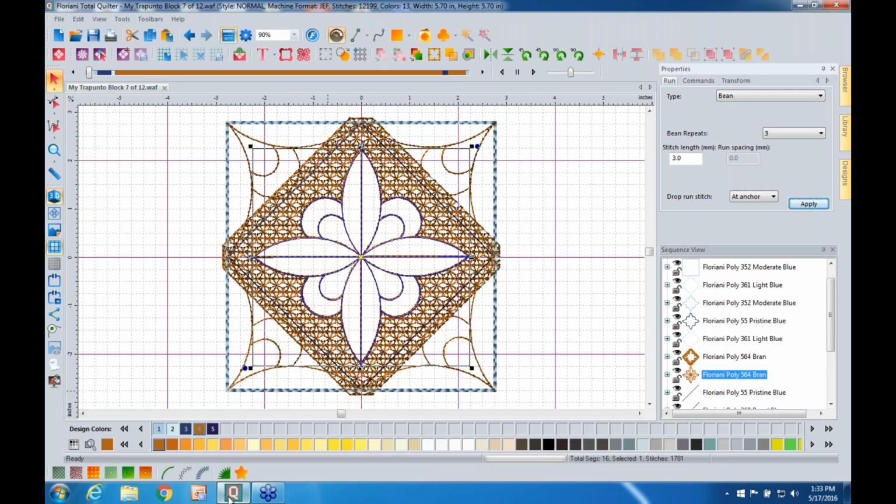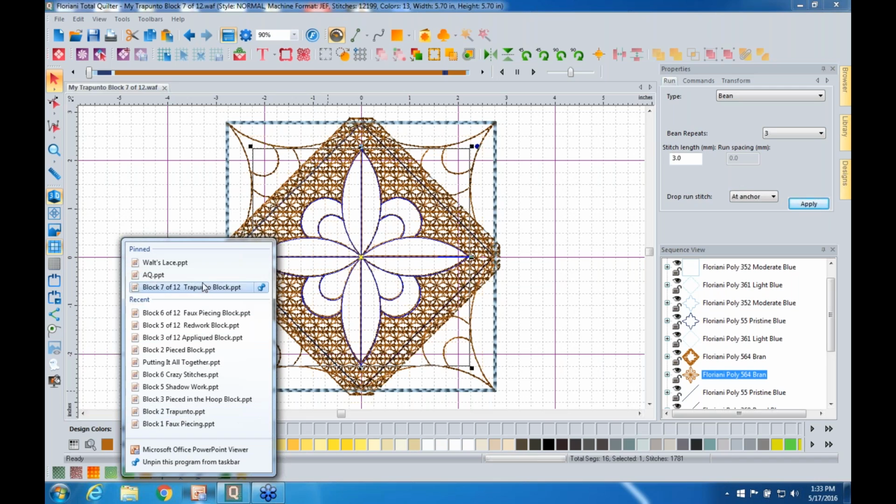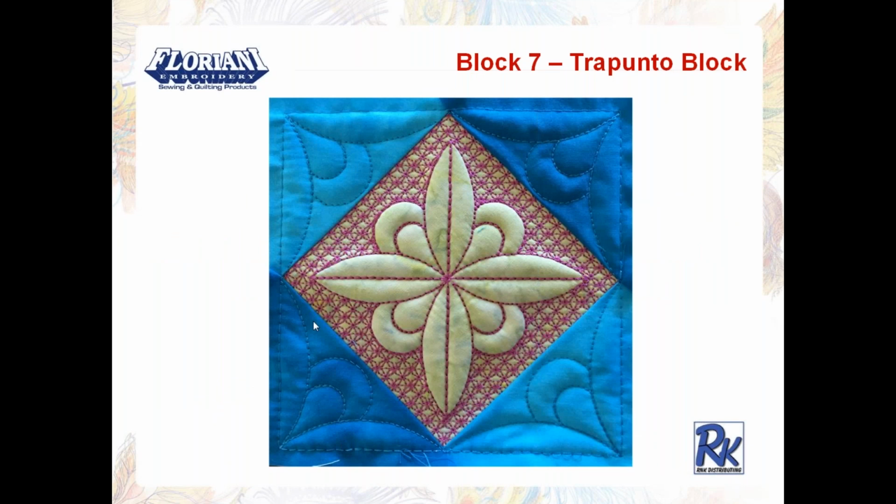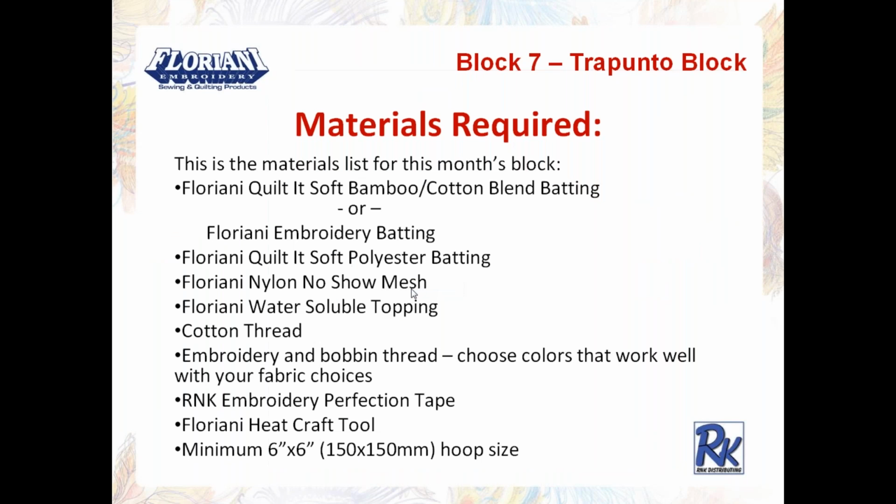I'm going to go ahead and start up my PowerPoint again so that we can get to the construction details. Now you've seen this slide already, so I'm just going to skip that. Again, this is what our block is going to look like. So you've seen that already. So let's go ahead and take a look at what we require for this project. The materials for this month's block are as follows.